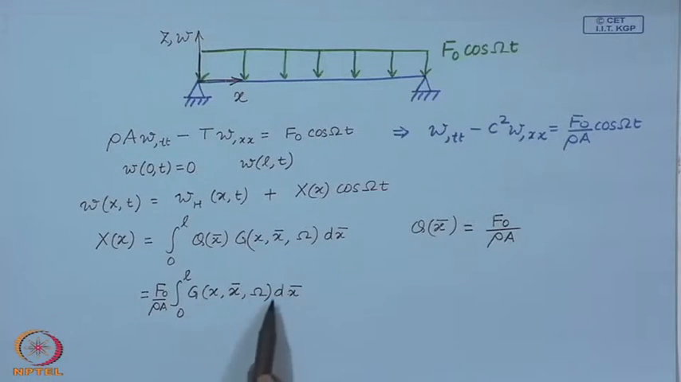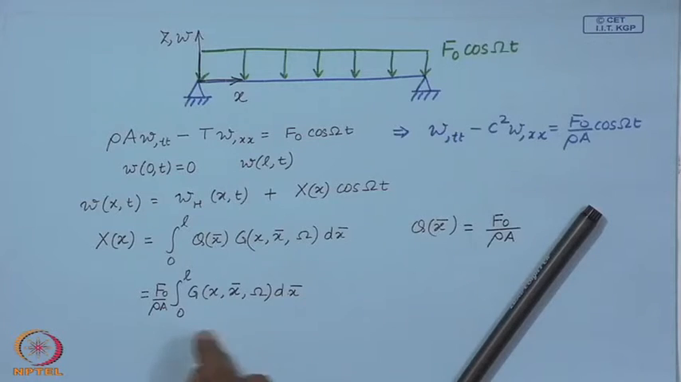Now, remember that this Green's function is the response of the string when a concentrated harmonic force is applied at x equal to x bar. So, the response, or the amplitude at x, is given by this Green's function.